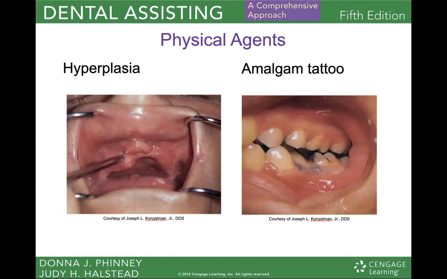We have some physical agents here that cause trauma. So denture irritation can cause hyperplasia, which is what we see on the left-hand picture. An ill-fitting denture can cause small ulcers that, after continued irritation, become folds of excess tissue called hyperplasia. An amalgam tattoo, which is what we see on the right-hand side, can occur when amalgam particles become trapped in the tissue, either during oral surgery, an amalgam application, or crown preparation procedure.